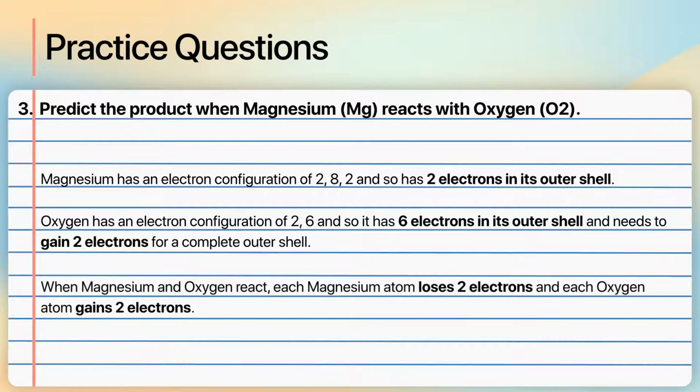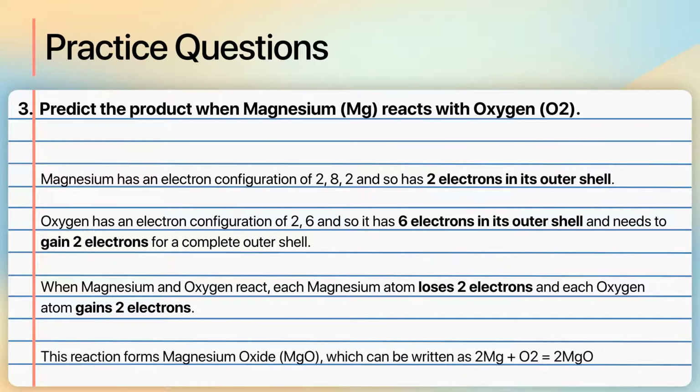When magnesium reacts with oxygen, each magnesium atom loses 2 electrons and each oxygen atom gains 2 electrons. The reaction forms magnesium oxide. The balanced chemical equation is 2Mg + O2 = 2MgO.